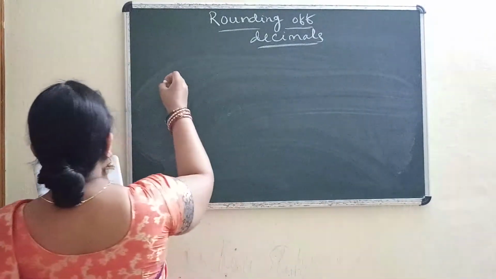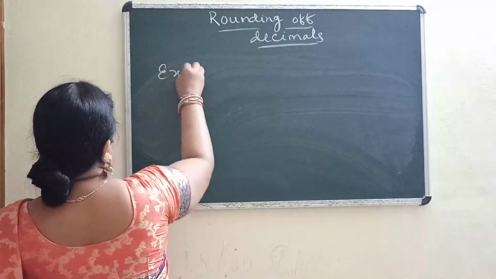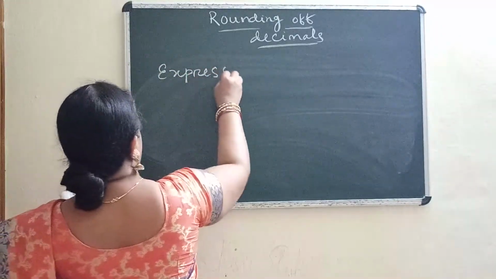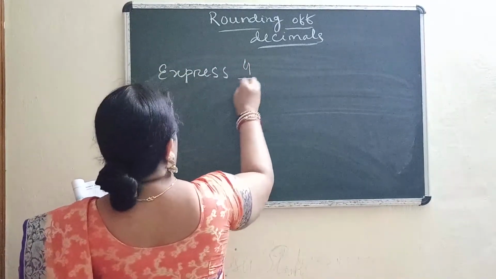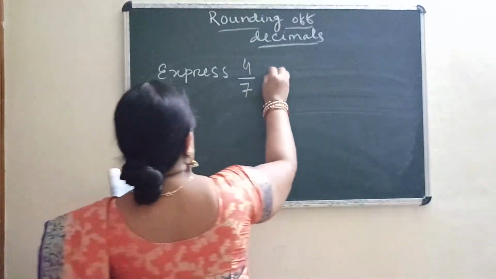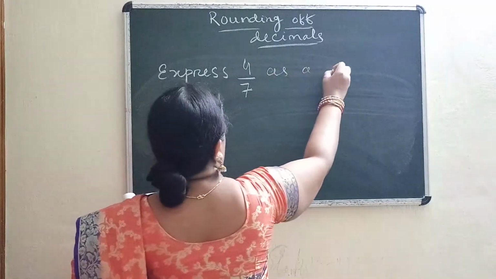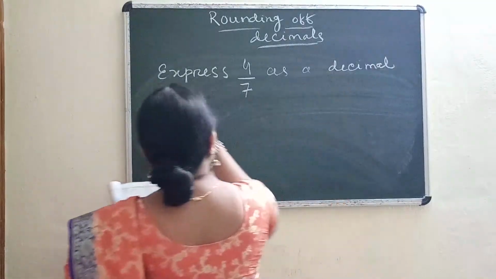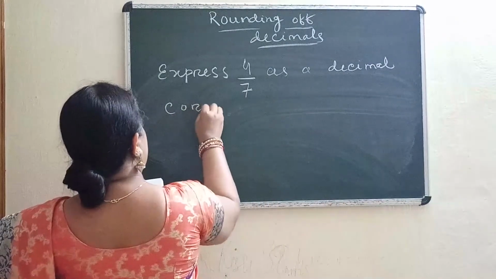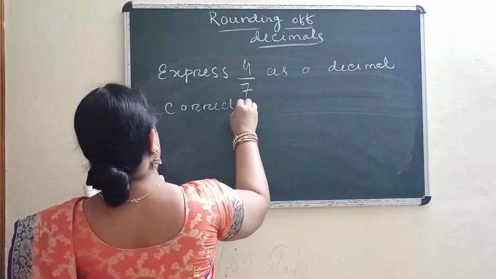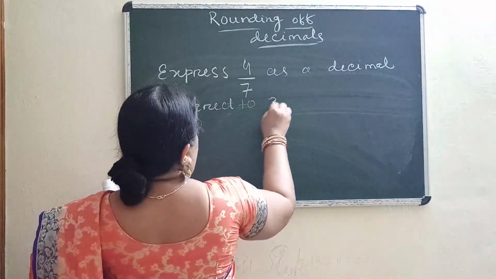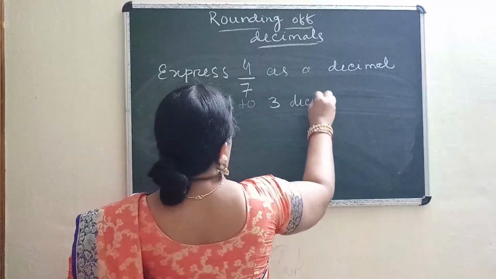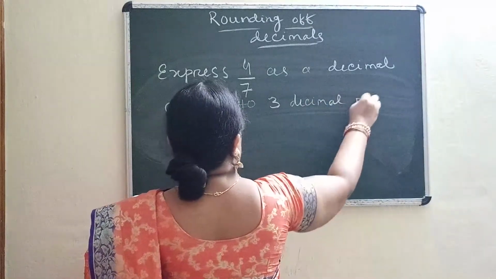So now one more question, children. Express 4/7 as a decimal correct to 3 decimal places.